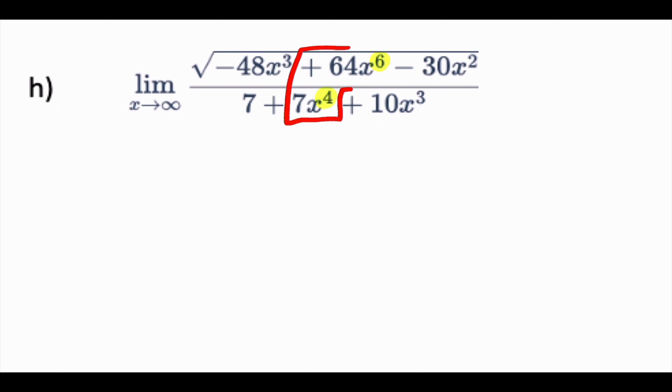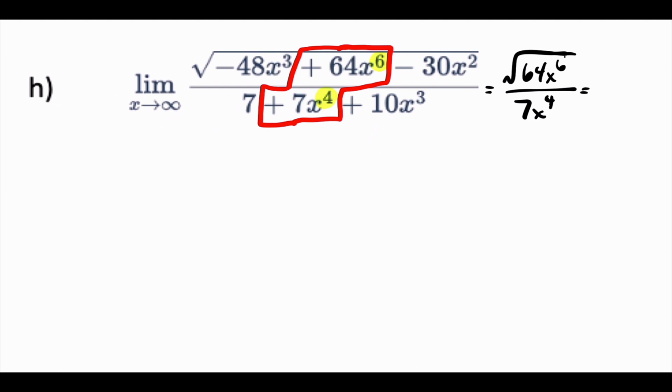So now I'm going to focus just on those terms. Everything else doesn't mean anything to me right now. I'm just focused on those terms. Positive 7x to the 4th on bottom, positive 64x to the 6th on top. Well, the bottom actually is a 7x to the 4th. That's a legit 7x to the 4th. But the top really isn't, right? It's kind of masquerading because it's a square root of 64x to the 6. It's really masquerading as an x to the 6.